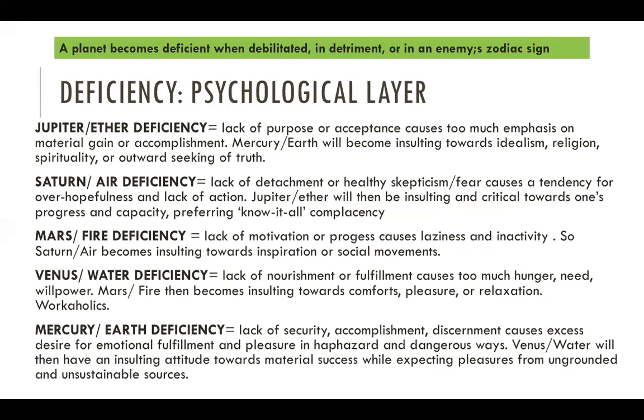And this is where we see workaholics, right? If I can't be satisfied, I'm going to insult people who are getting satisfaction, who are satisfied with their lives. And I won't be someone who is easily nourished because my water is deficient. If Mercury or Earth is deficient, there's a lack of security, accomplishment, discernment, which causes excess desire for emotional fulfillment and pleasure. And it's kind of in a haphazard, dangerous way, right? Venus or water will then have an insulting attitude towards material success while expecting pleasures from ungrounded and unsustainable sources.